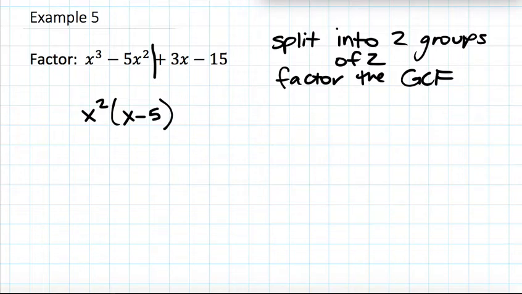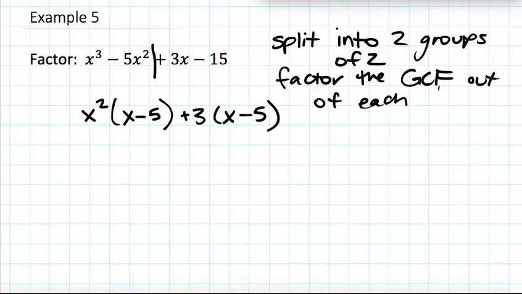Now I should be able to write x minus 5 over here, and factor out a GCF and then have the set of parentheses be the same as the first set of parentheses. So in this case, looking at 3x minus 15, I can factor out a positive 3 and then have x minus 5 in parentheses. So we're going to factor the GCF out of each set of parentheses.